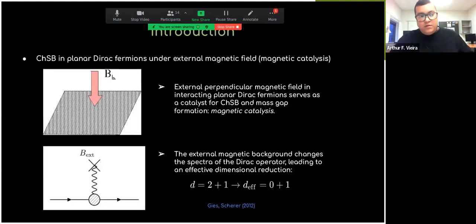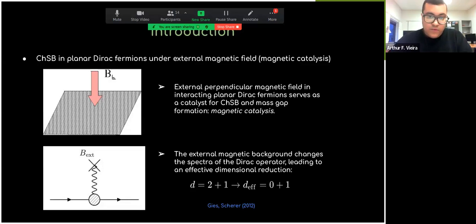Another example where you can study chiral symmetry breaking is in condensed matter systems. Here I'm picking the example of planar Dirac fermions under an external magnetic field. If you apply an external perpendicular magnetic field on a system with planar interacting Dirac fermions, you see that this external magnetic field induces chiral symmetry breaking, as it serves as a catalyst for chiral breaking and consequent mass generation. This is known as magnetic catalysis. And this is rooted in the change of the spectra of the Dirac operator. And essentially, you have a non-vanishing chiral condensate.